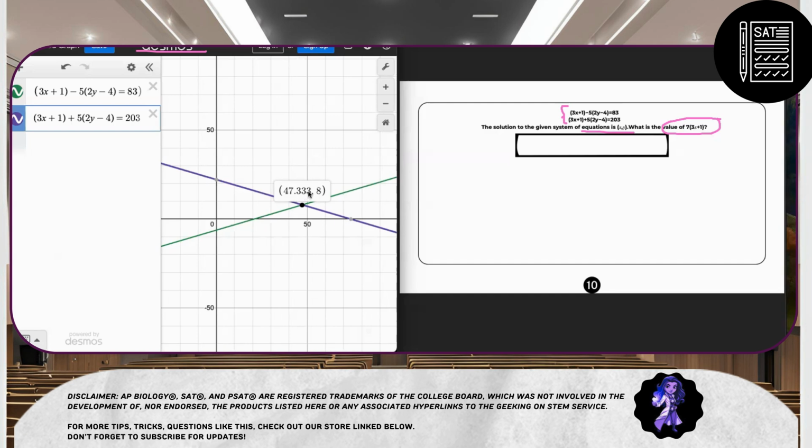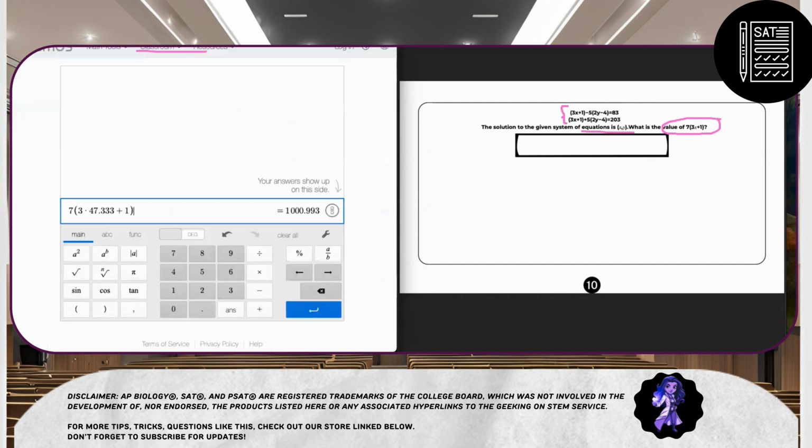If this was a multiple choice question, this would be a common incorrect answer, so I want to point that out. Now they're asking for 7 times 3x plus 1, which means that we have to plug this x value, 47.333, into this equation to solve. You can use the regular scientific calculator to solve. In this case, I typed in 7 times 3 times 47.333 plus 1. In other words, I plugged in the value of x here.